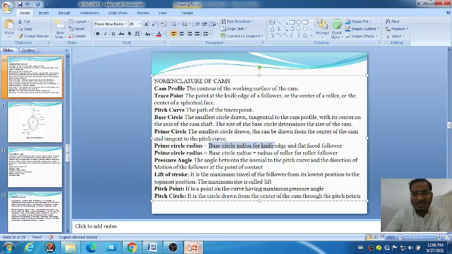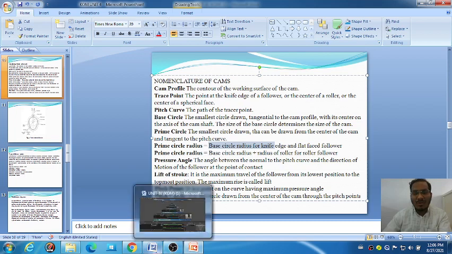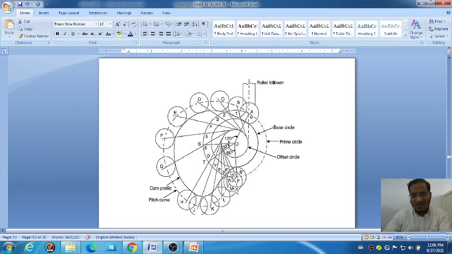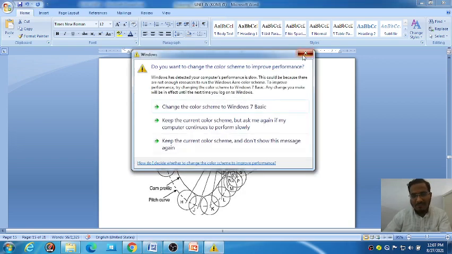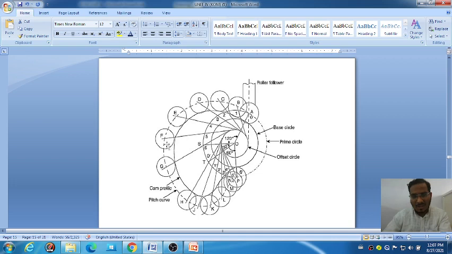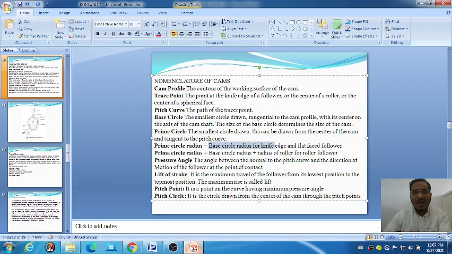The next thing is lift or stroke. What is lift or stroke? It is the maximum travel of the follower while the cam is rotating. This is the cam profile. The maximum height of the follower is here, at the F or G position. If the cam is rotated to here, the follower goes to the maximum height. That is called lift or stroke.